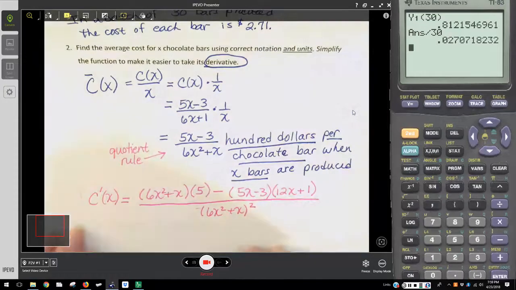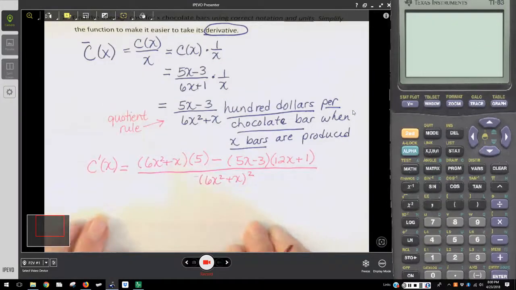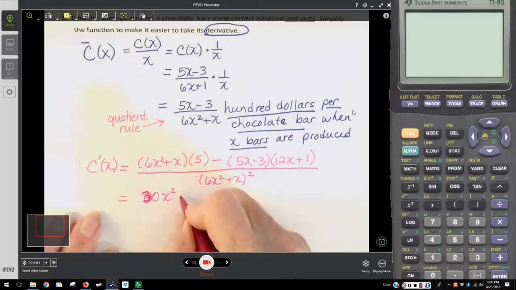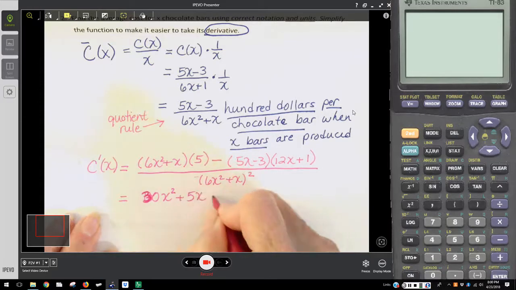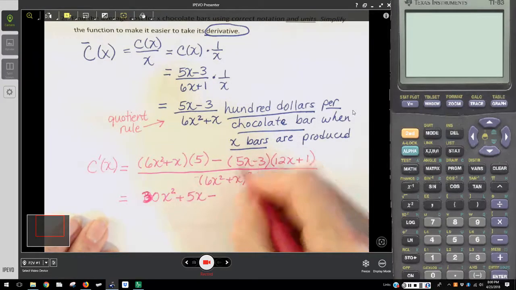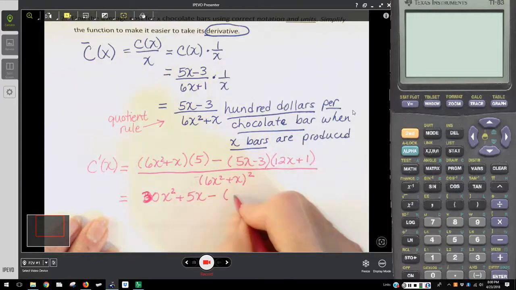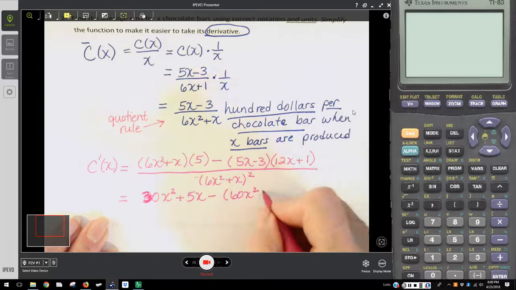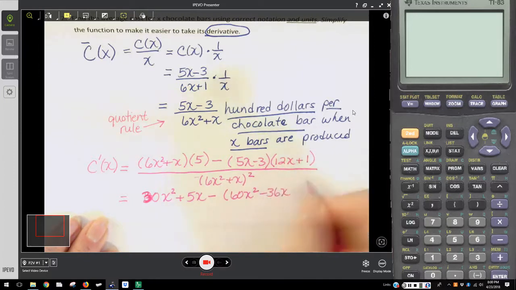And you can simplify this a little bit if you want to. It isn't absolutely necessary. If you do simplify it, then you're going to have 5 times 6x squared is going to give us 30x squared plus 5x minus the quantity 5x times 12x is 60x squared, minus 3 times 12 is minus 36x, 1 times 5x is plus 5x, and negative 3 times 1 is minus 3.